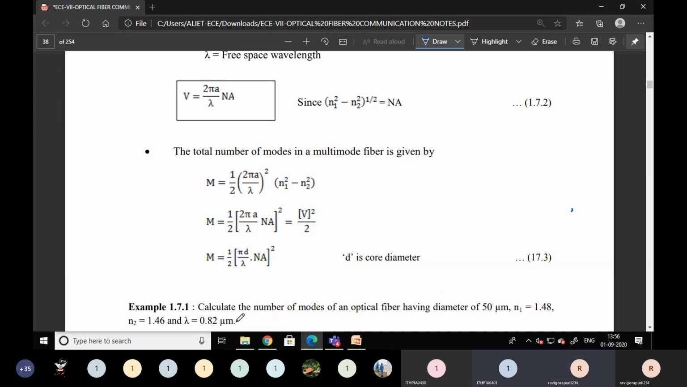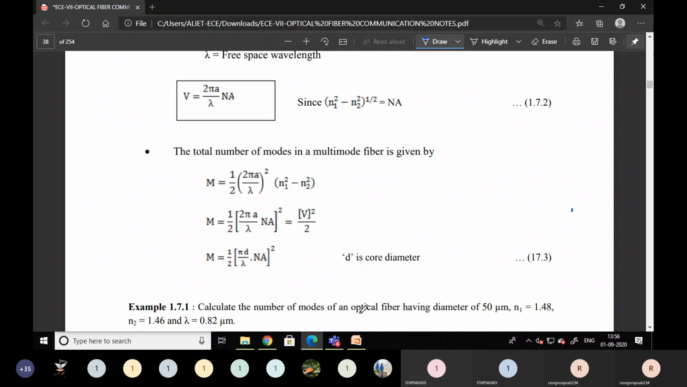Graded index fiber, sir. Particularly, he did not mention any type of fiber. That's why we are calculating for step index only here. That is possible here. For graded index, that is not possible. Why? Because the profile is not mentioned here.